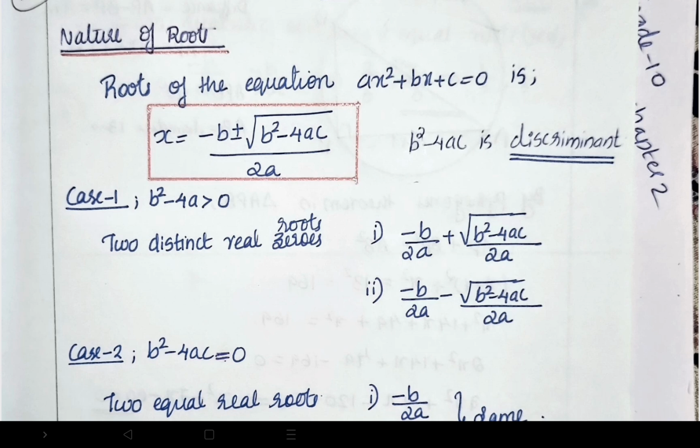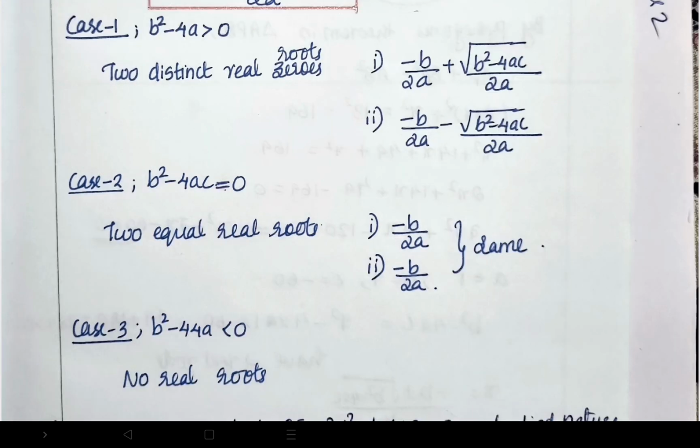of roots. In case 1, if b square minus 4ac is greater than 0, you will have two distinct real roots or zeros, and they are minus b plus and minus root of b square minus 4ac whole divided by 2a. And then in the next case, b square minus 4ac equal to 0 implies you will have two real roots, and they will be the same, minus b by 2a and minus b by 2a. It will be repeated like we discussed before in the previous question.